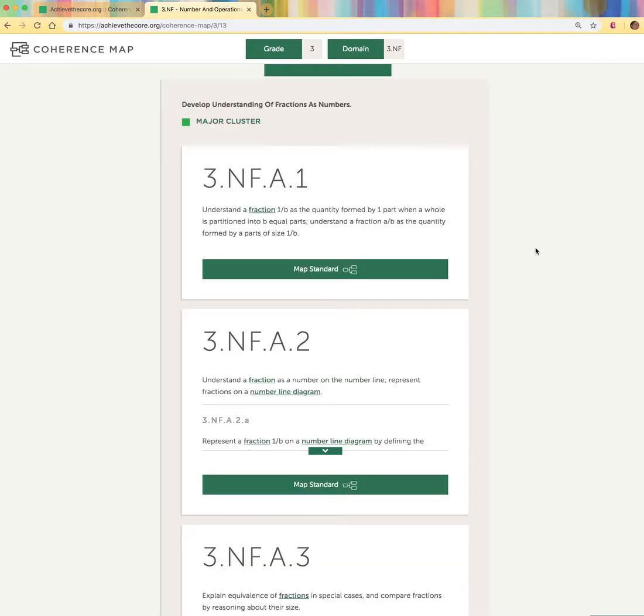Once I do that, you'll see that standards will pop up. One of the first standards you'll encounter is NF.A.1. So I'm going to go to NF.A.1 right here. This is the language of the standard exactly as it is in our instructional organizer. I'm going to click Map Standard. Watch what happens.